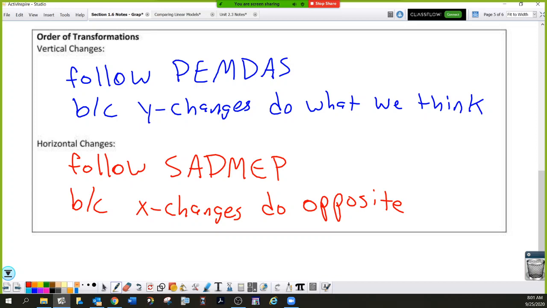That's all that matters. So that's why I said for that one just a second ago, when we shifted left one, you could do it anytime you want. You could have done it first, second, or third. It wouldn't have mattered. You still would have got the same answer because that was an x change and it can't do anything to the y's. They don't play with each other.